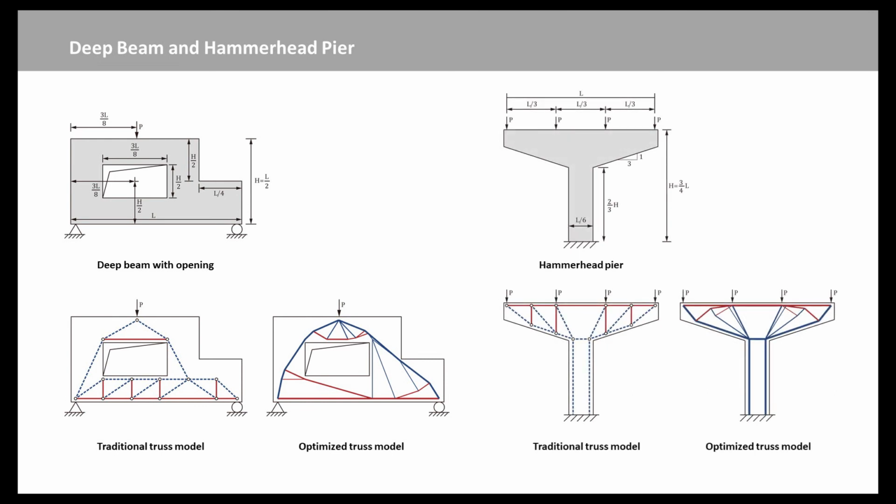The second example is a hammerhead bridge pier. Hammerhead bridge piers are widely used and typically designed with the traditional truss model. Vertical shear stirrups are spaced evenly across the pier cap, with a top mat of reinforcing steel controlling cracking at the girder bearing line.